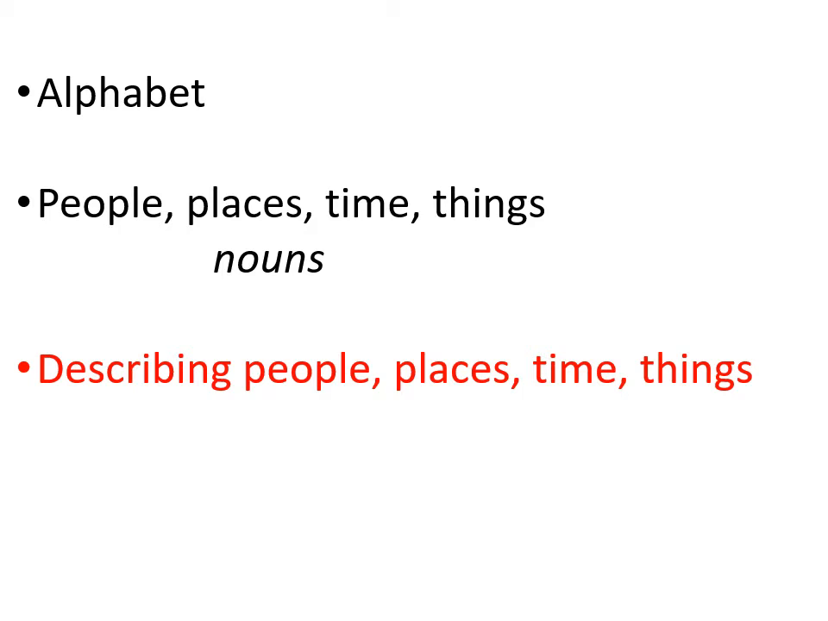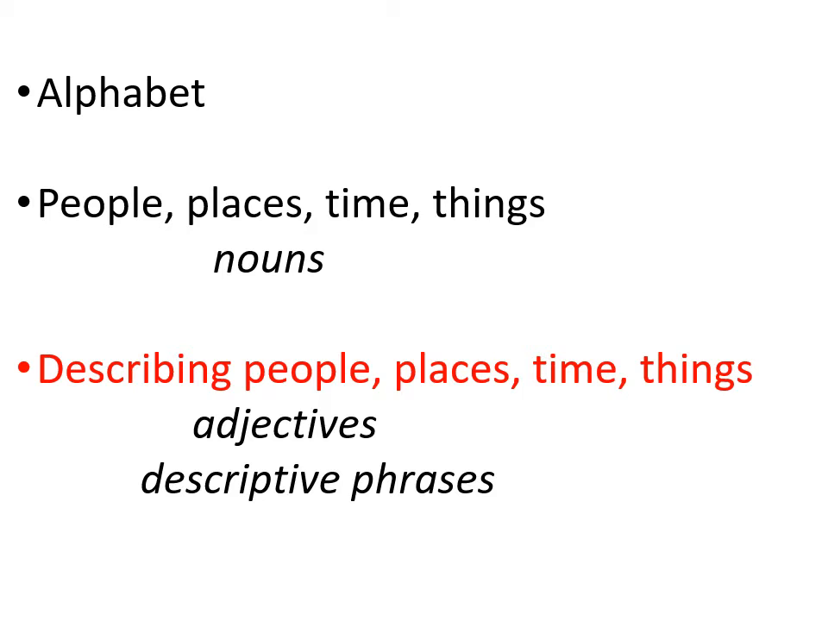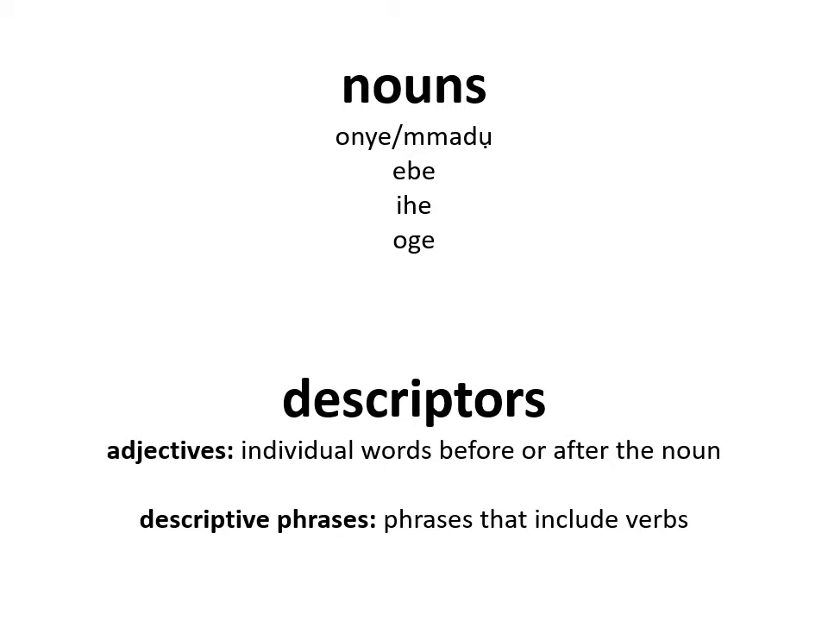Of course, we describe nouns using adjectives. And in this lesson, we're going to describe people, places, time, and things using descriptive phrases, and we'll talk about what I mean between these two things. For the nouns that we're describing, instead of using any of the specific nouns that we learned, I'm just going to say onye or mmadu for person, ebe for place, ihe for thing, and oge for time. You already have the lists of these different categories, so you can plug in specific words. I'm just going to use the general words for these categories of nouns when I describe them in the lesson.